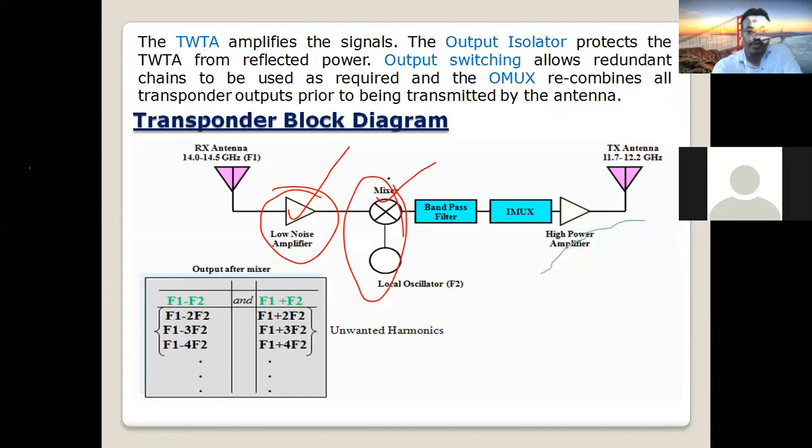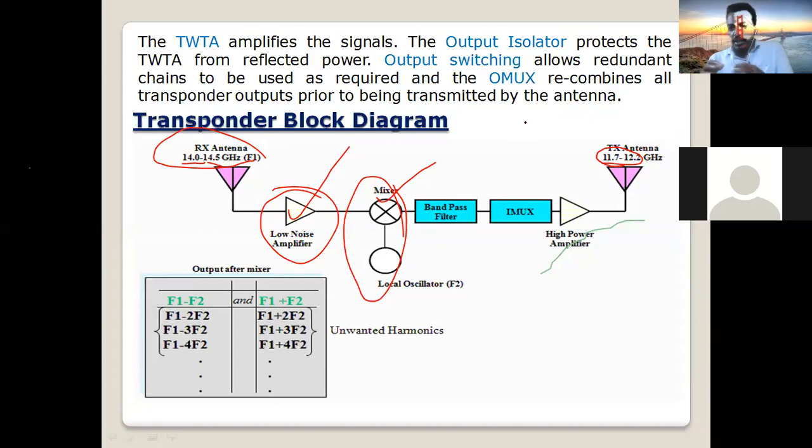Here, the frequency which comes from the ground as uplink is from 40 to 40.5 gigahertz, right? Now this frequency is converted into what? Here you see, from 40 up to 40.5 gigahertz, it decreases to 11.7 to 12.2. The frequency is decreased from uplink to downlink. Why do we need to decrease the frequency? First, to avoid interference between uplink and downlink.